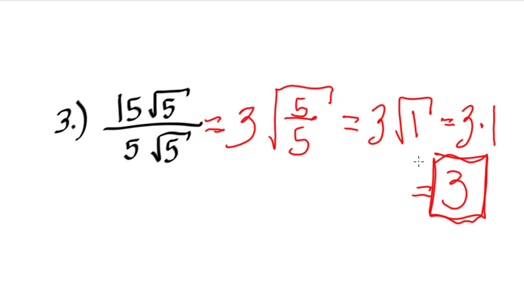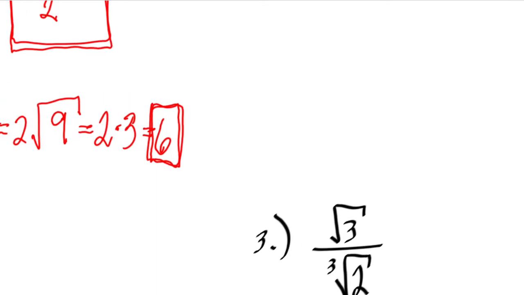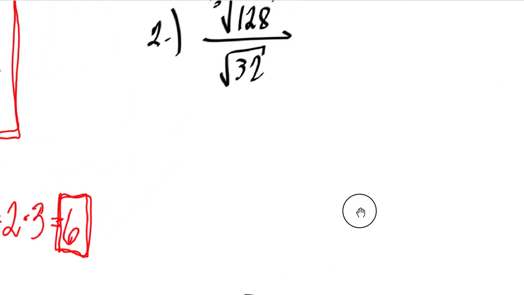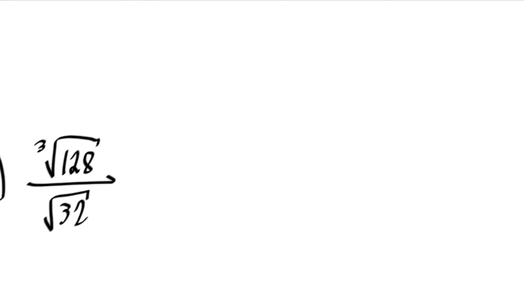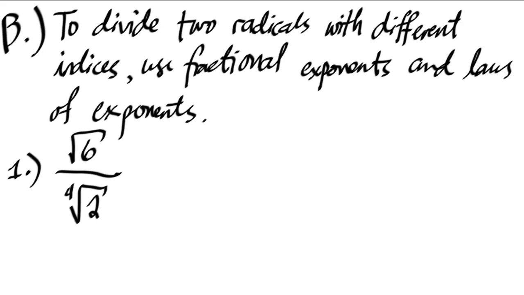Okay, so that's how you do division if the indices are the same. Now, the next part is, what if the indices are not the same? What will we do? So that's still number 3. Okay, so let's move on with number 1, for the letter B.